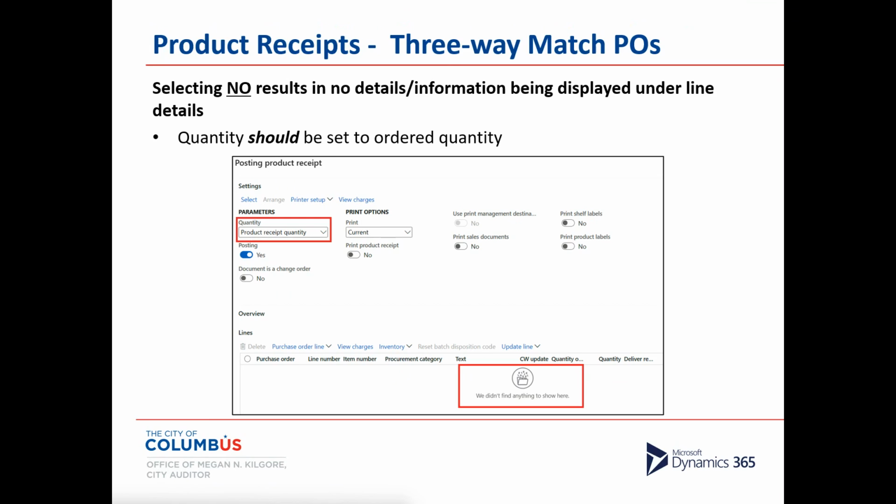When we go to scroll down to our lines list grid where we're going to update the quantity to be received on this product receipt, we won't see any information because it's trying to pull information from a product receipt quantity that doesn't exist. So if you get to this point, the fastest way to resolve it is cancel the product receipt, create a new one, make sure you select yes on that prompt when prompted.